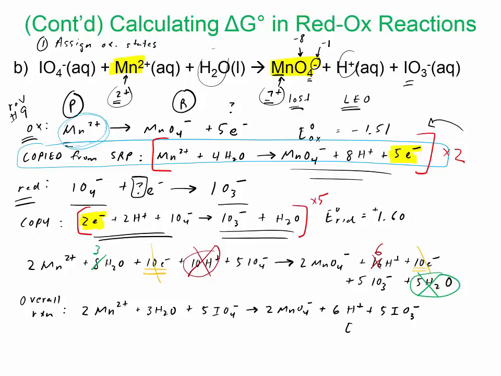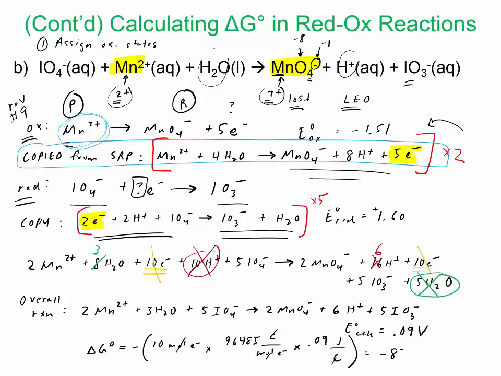And then my E cell is going to be 0.09 volts. Okay, and now I'm finally ready to calculate delta G. So it's negative 10 moles of electrons times 96,485 coulombs per mole of electron times 0.09 joules per coulomb. Okay, so this number cancels, this cancels. Let's see if I have an answer for you. I get negative 87 kilojoules of free energy for my answer here.